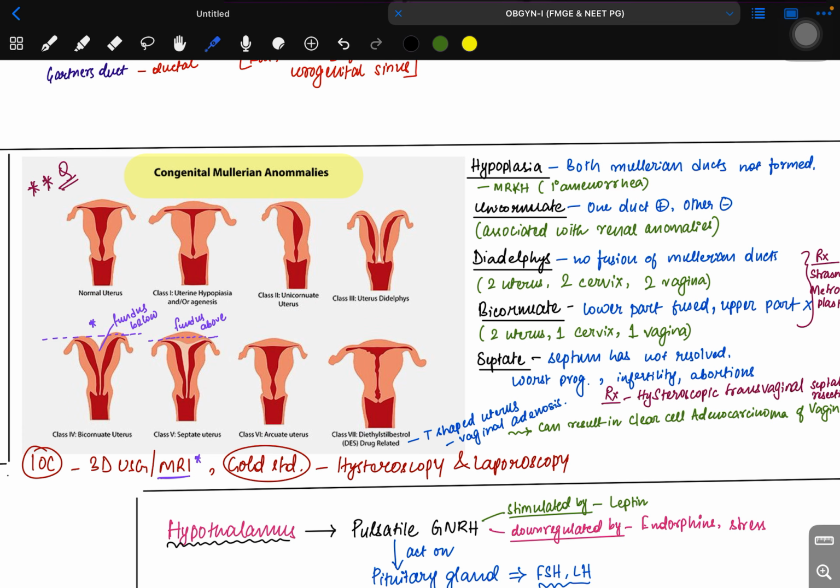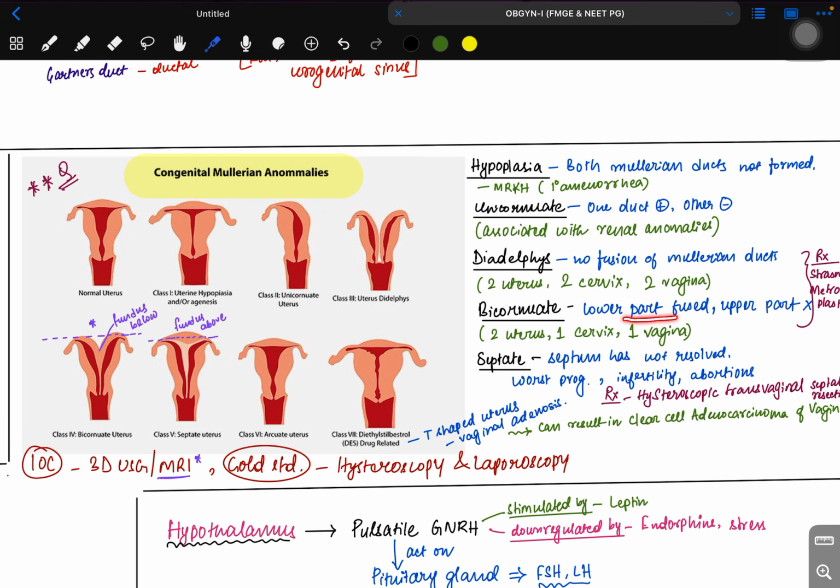Only one duct is present, the other is absent, and it is associated with renal anomalies. Uterine didelphys: there is no fusion of the Mullerian ducts. Here no fusion happens. Therefore there are 2 uterus, 2 cervix, and 2 vagina. Bicornuate uterus, here in this image.